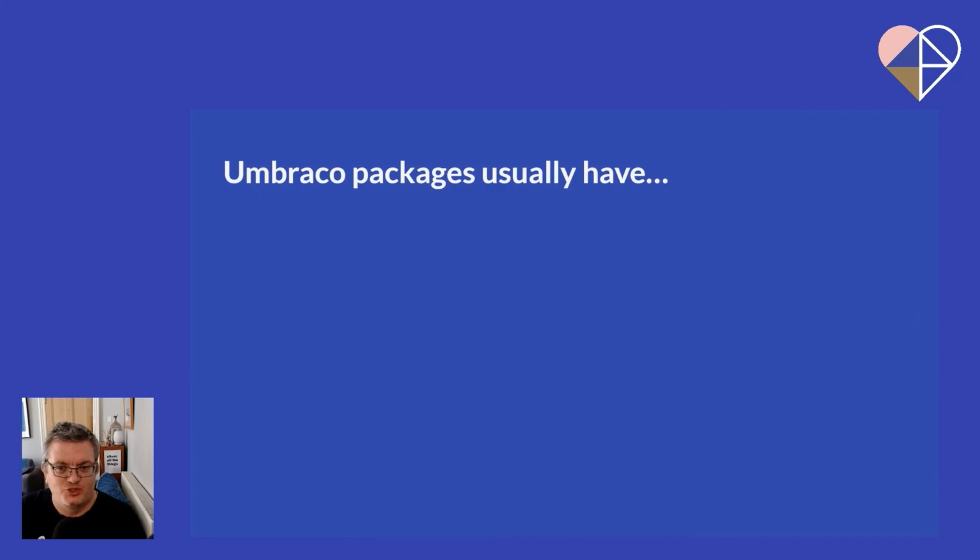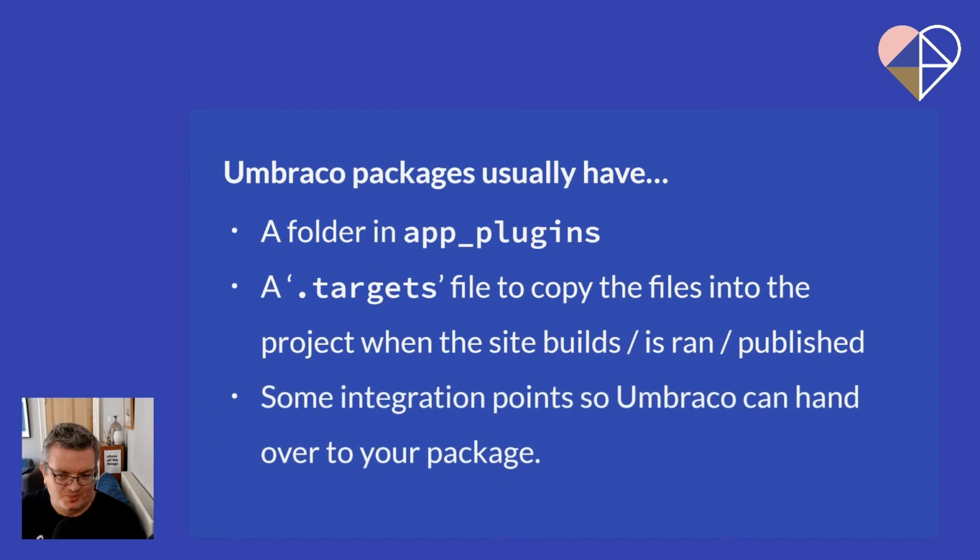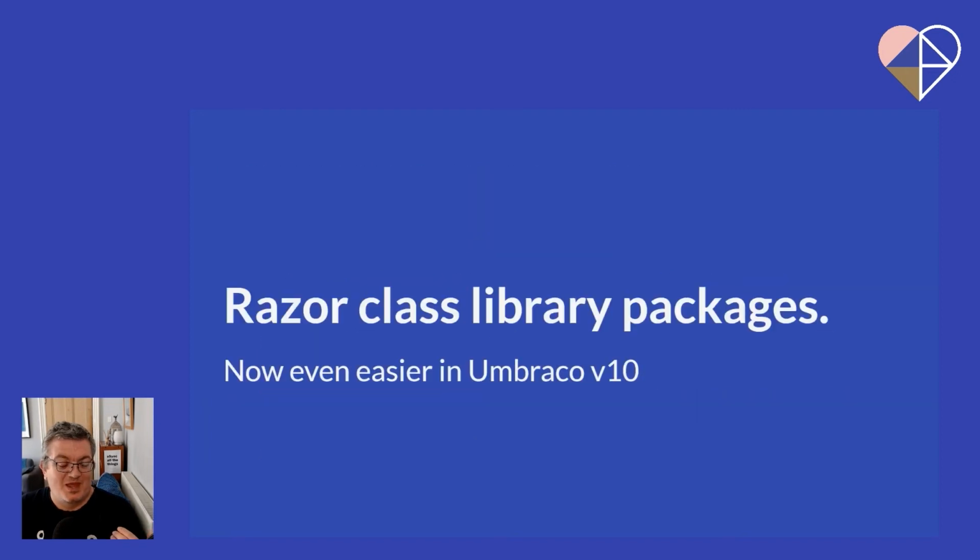So Umbraco packages usually have an app plugins folder and a targets file, which we've just seen, to copy things when everything's built, run, and published, and then integration points so Umbraco can do things with your package. And that's it, really. I'm not going to go into great detail about how it actually works because there'd be a lot of code. But one thing I would like to touch on is Razor class library packages.